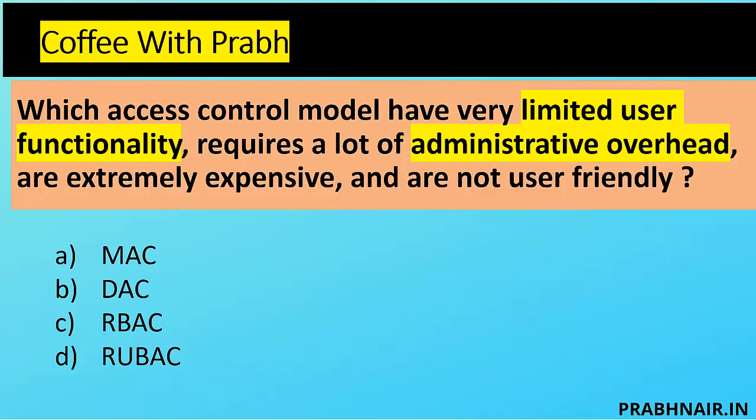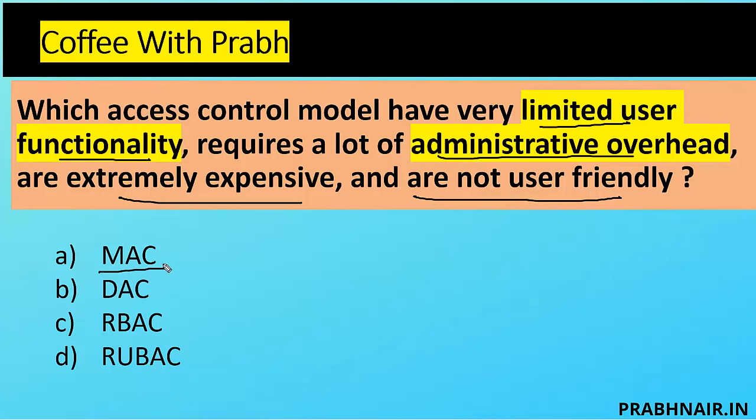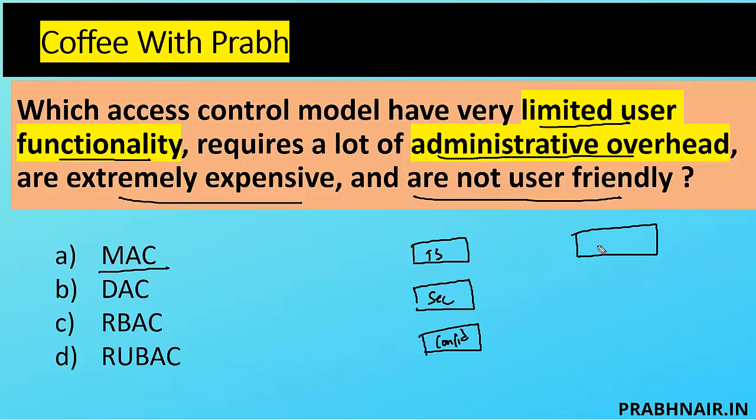Okay, so let's start with the first coffee shot. Which access control model has very limited user functionality, requires a lot of administrative overhead, is extremely expensive, and is not user friendly? The first control is MAC, called mandatory access control. In this we have static rules. For example, we have top secret, secret, and confidential, and we have groups, for example senior management, management, and practitioner.